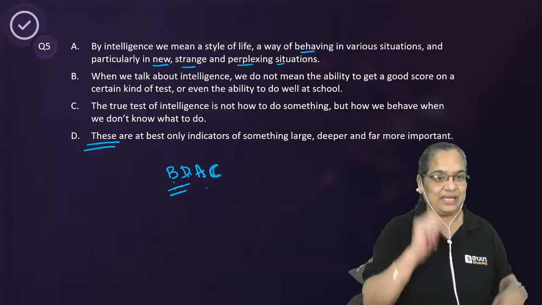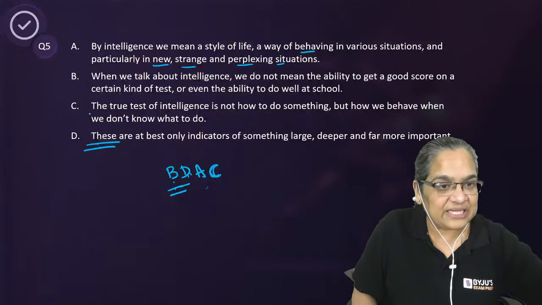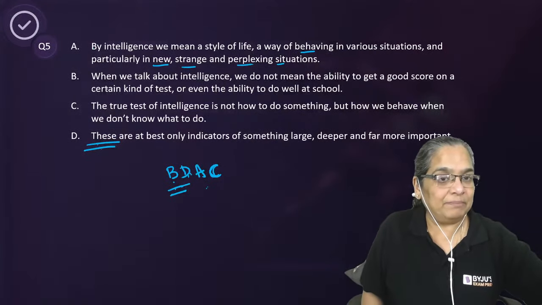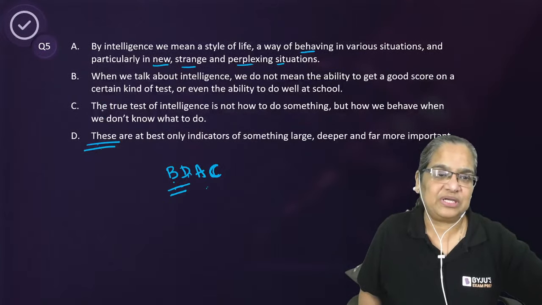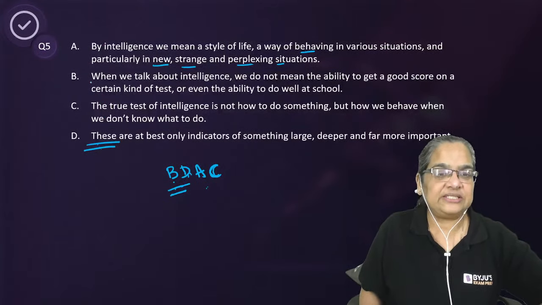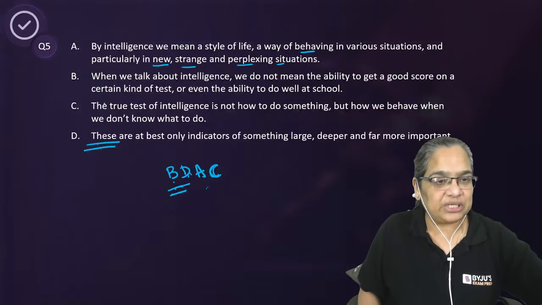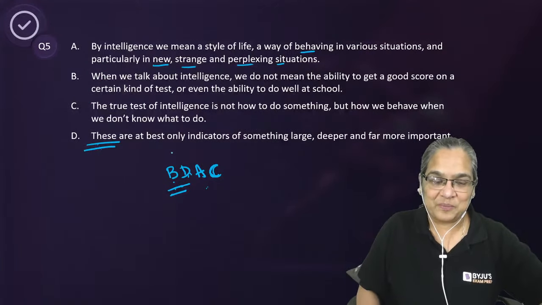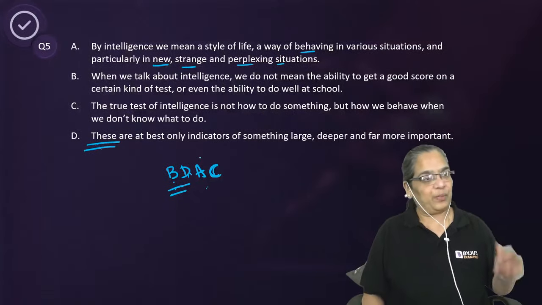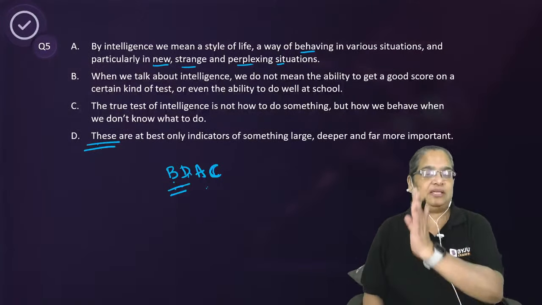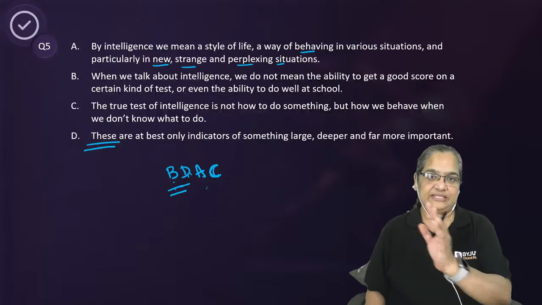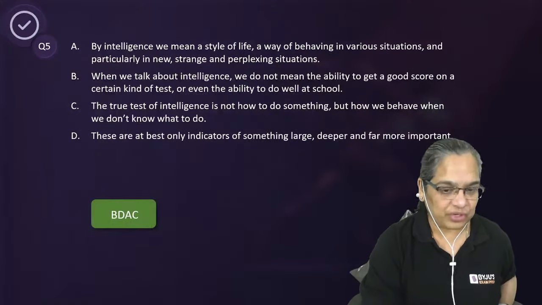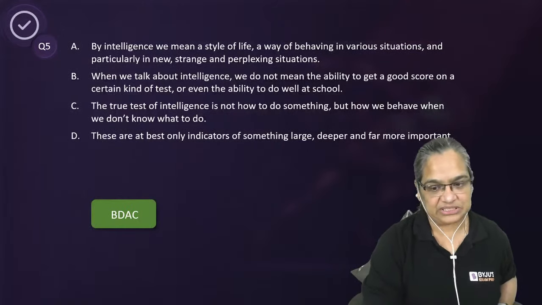Okay. The tricky one being whether C should come anywhere else. Because you can say you're talking of intelligence. When we talk about intelligence, the true test of intelligence, no. B, D, you have got it. Okay. Then it becomes easy. Once you get the B, D link, the other two become easy. Alright. But to get the B, D link, you have to read and understand. Okay. That's why this is a tricky question.